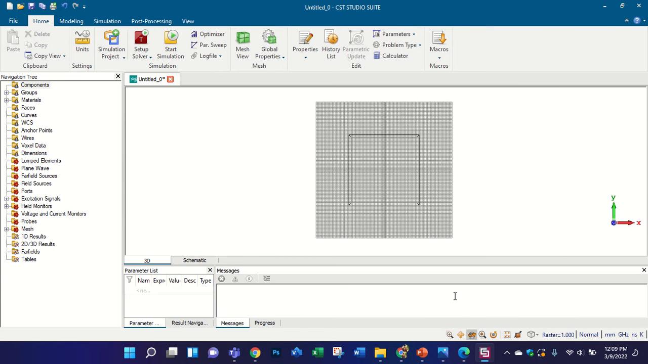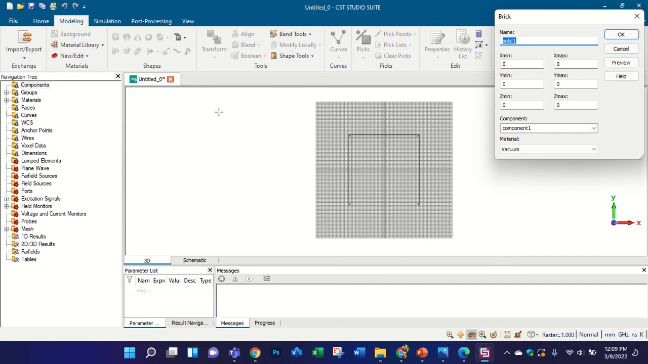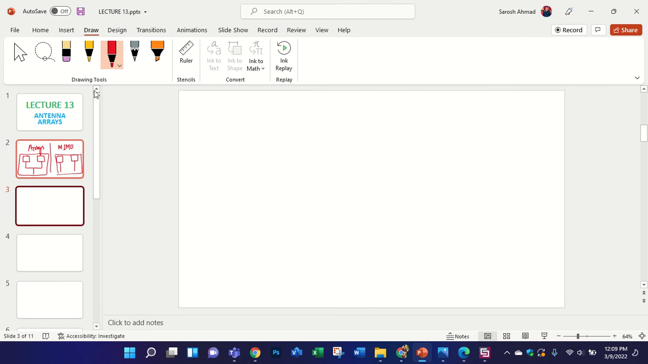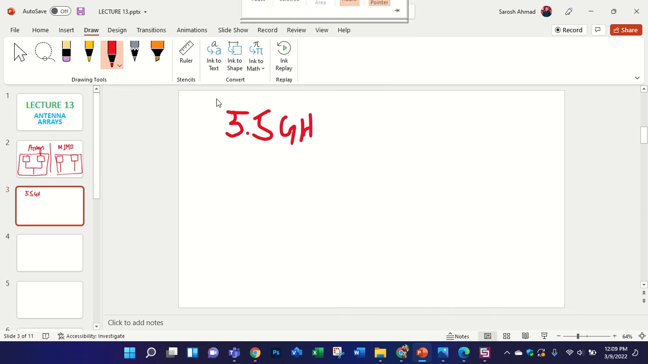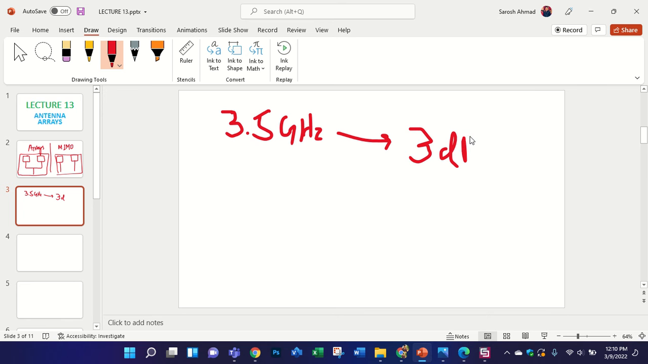Okay, so we make the shape first of this kind of antenna, okay, a single element antenna. In the antenna array and a simple antenna, suppose you have designed the antenna at, for example, 3.5 gigahertz, a single element antenna, okay. Suppose you have designed the single element antenna at 3.5 gigahertz, okay, and this gives you a gain of about, for example, 3 dB, okay.